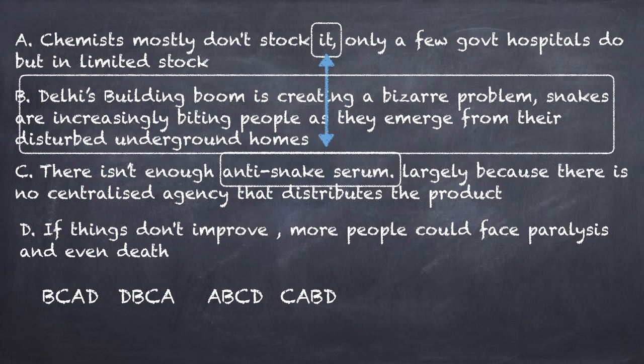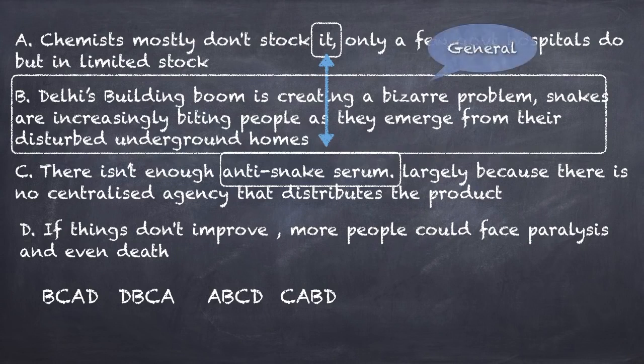I notice sentence B, it says Delhi's building boom is creating a bizarre problem. This is very general. Typically, our introductions are general. The idea being discussed here is general to specific. You will find it in more detail in chapter 1 of reading comprehension skills. Click the link in the cards to go to that video. Okay, so B is the most general, so I should be starting with B. Actually, there is only one option starting with B, so I could have just marked my answer there, right?